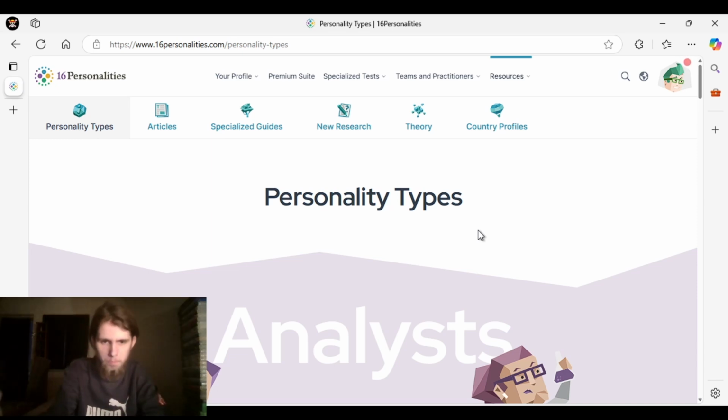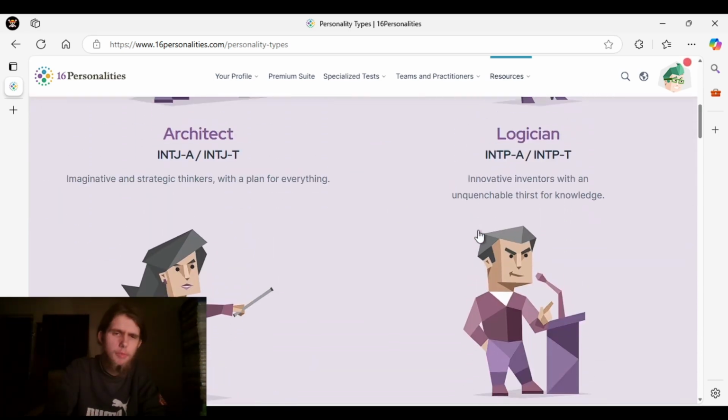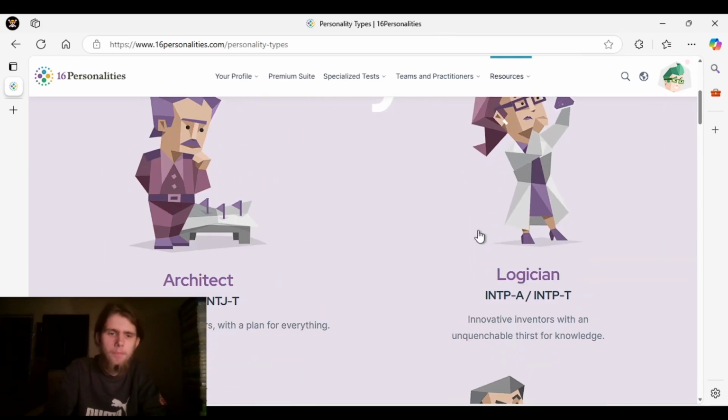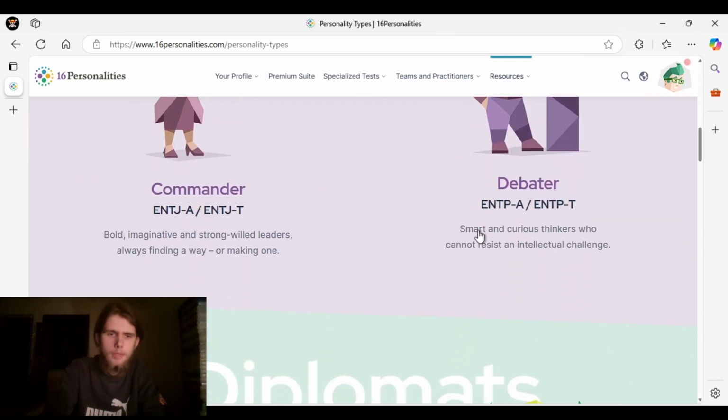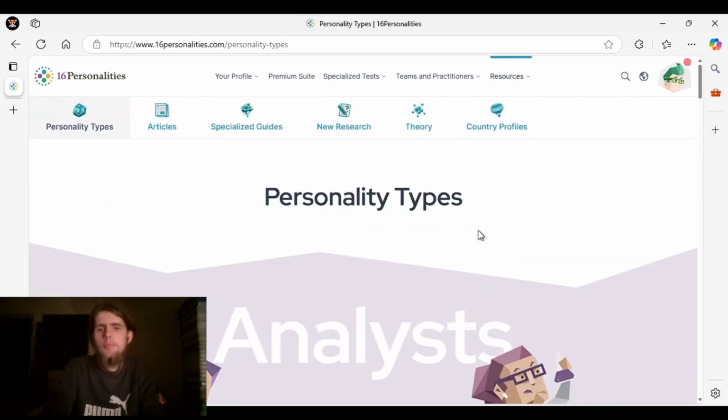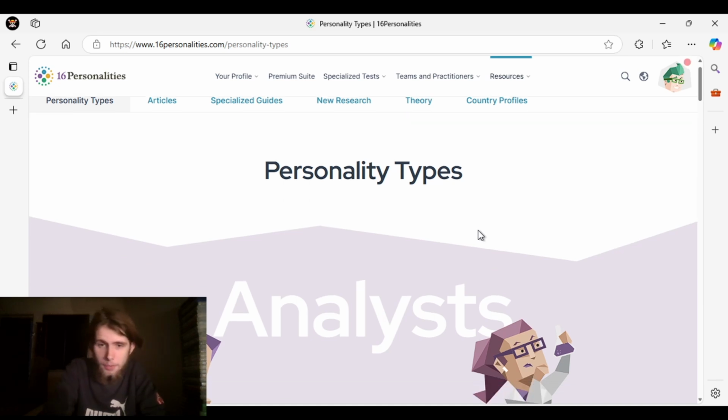specific cognitive, what was it? Cognitive functions? I think. I don't remember. Or something like that. But yeah, we're gonna go over each and every personality type. I'll also explain which one I'm categorized as. So let's get through with it.